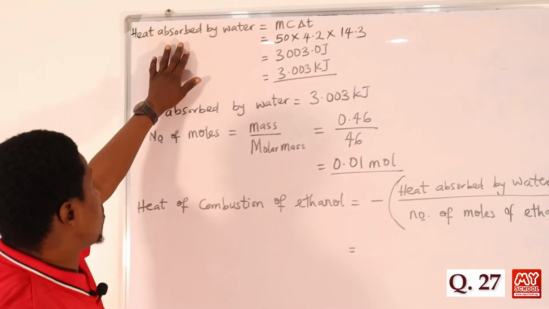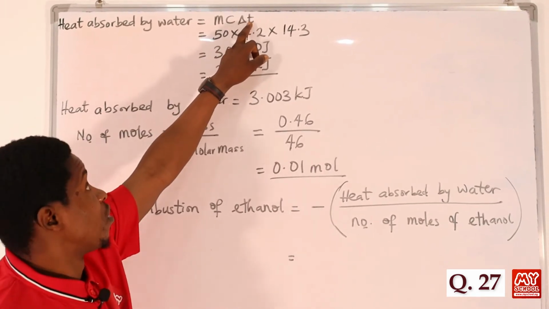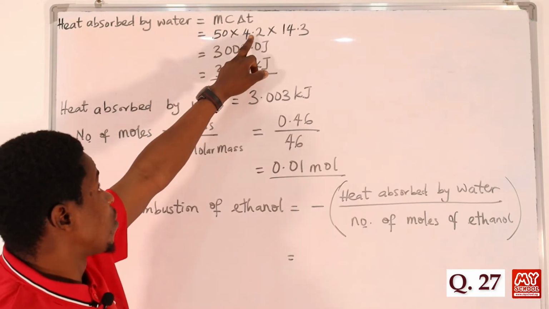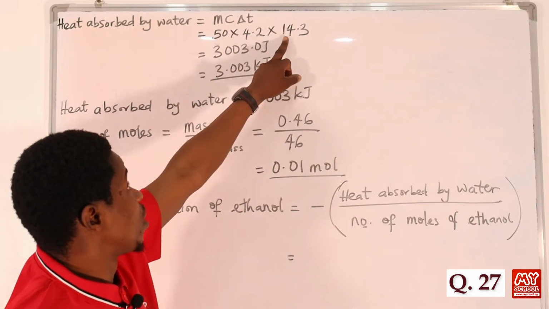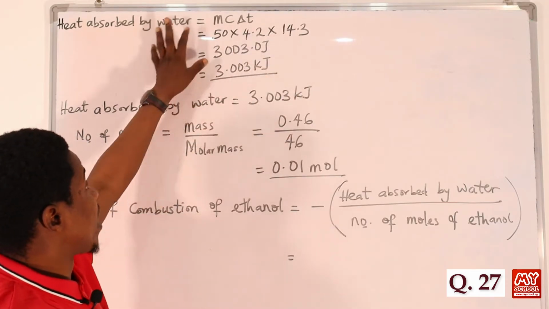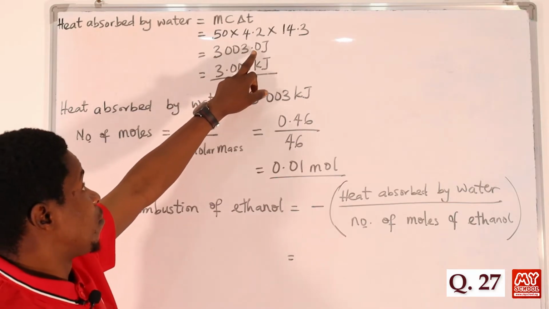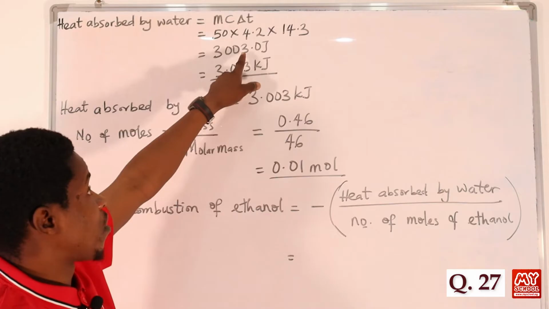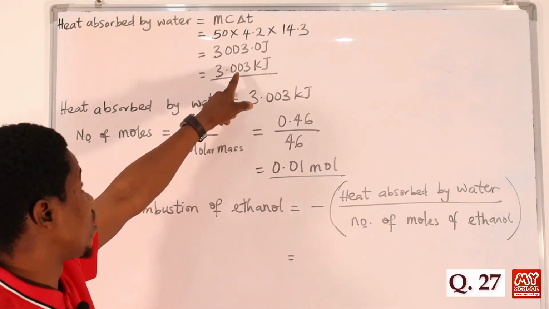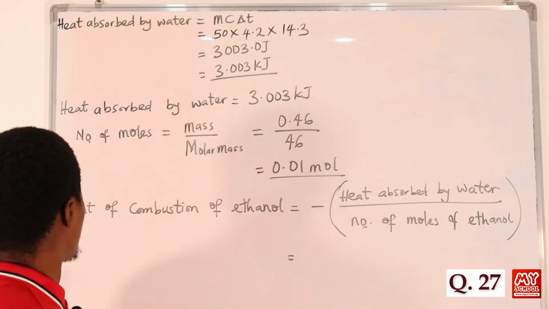Okay, so heat absorbed by water is MC delta T, that's change in temperature. So the mass of water was given as 50 grams multiplied by specific heat capacity 4.2, then multiplied by 14.3, which is the change in temperature, Kelvin. By the time we multiply that, we have 3003.0 joules. Okay, so you can convert that to kilojoules. Just divide this by 1000, we have 3.003 kilojoules. So that is the heat that is absorbed by water.